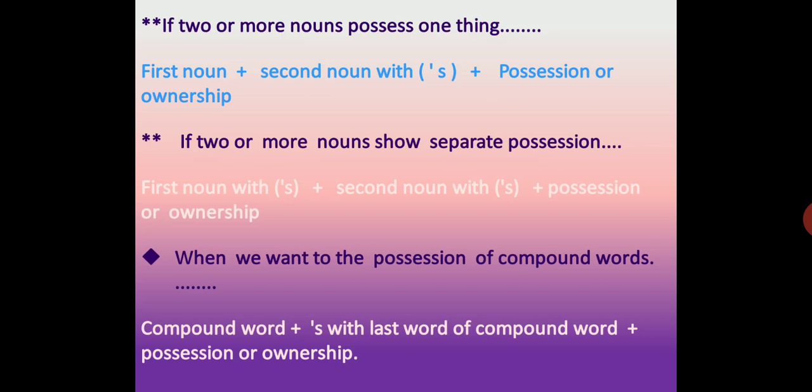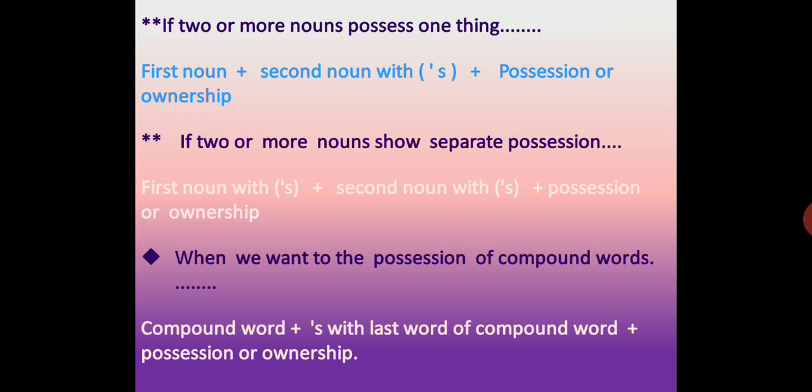For example, my sister-in-law has a new car. Right? So, my sister-in-law is the compound word. It is the combination of three different words: sister, in and law. So, if we want to write it in a possession form, we add apostrophe s with law. So, the answer will be my sister-in-law's new car.